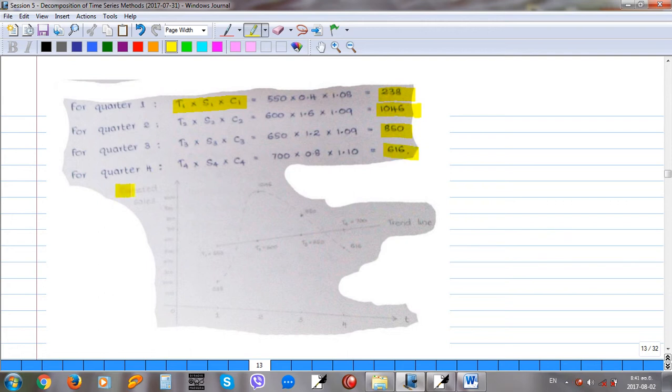Then you can plot the expected sales for time t. When t equals 1, the value is 278. When t equals 2, the value is 1046. When t equals 3, the value is 850, and when t equals 4, the value becomes 616. Then you can see this trend line. You can draw this trend line using the methods we learned in the previous lessons. You can see this trend line is a slightly increasing trend.